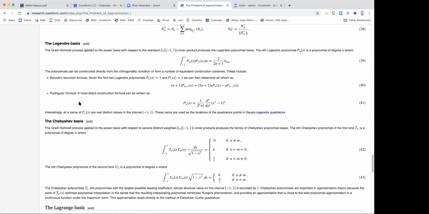But anyway, if you want to learn more about Legendre, this is for next week. We're going to talk about how you basically take the monomial basis and orthogonalize it and you get all these amazing polynomial bases, and these polynomial bases are the basis for all quadrature schemes. It comes from polynomial interpolation.